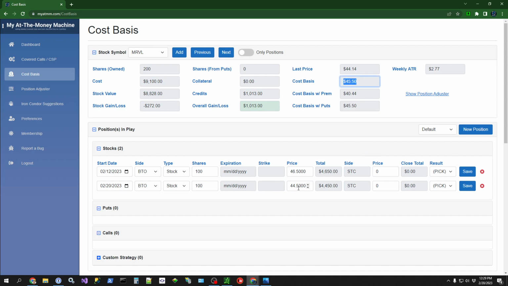Before we had purchased this, the target price was $46.50 because that's what we had purchased it originally for. But after the puts were assigned, we had to buy it from $46.50 down to $44.50, which was $2 lower. So dollar cost averaging brought our overall cost basis down to $45.50. So now when we sell covered calls, we can target that price instead of the $46.50.